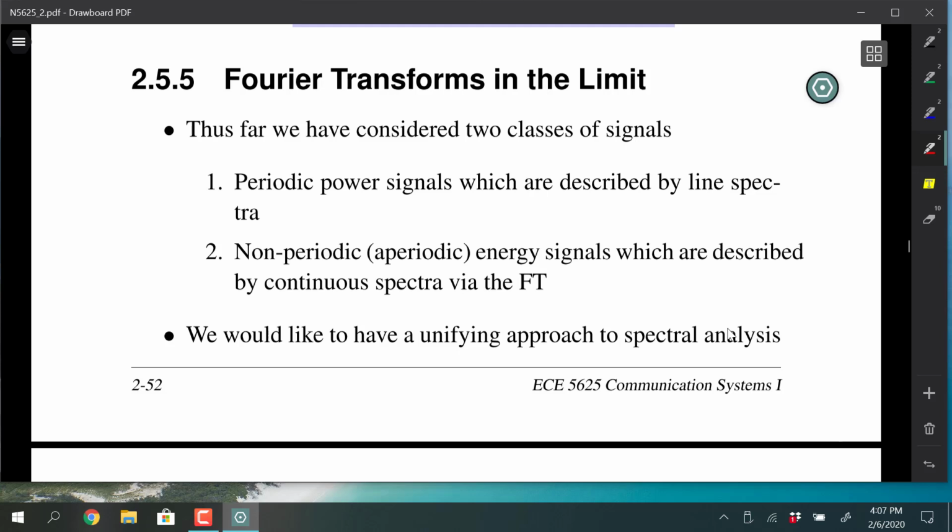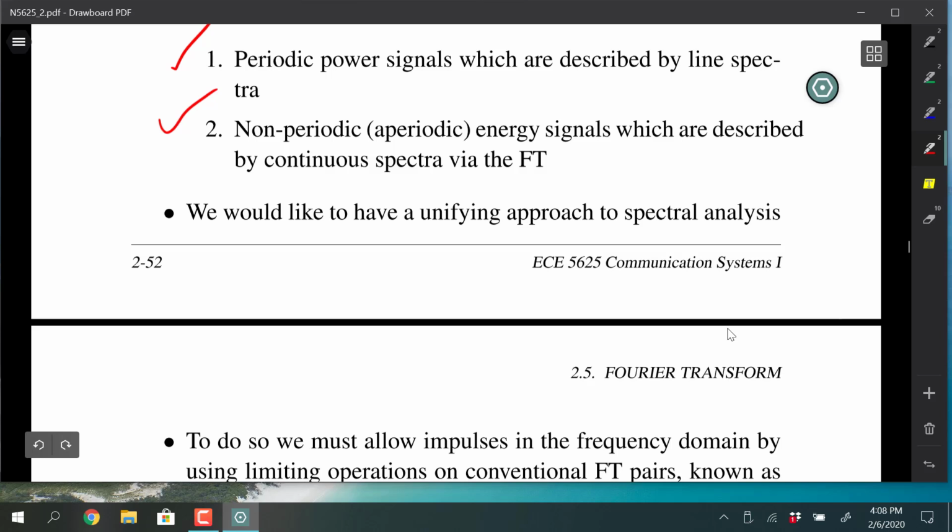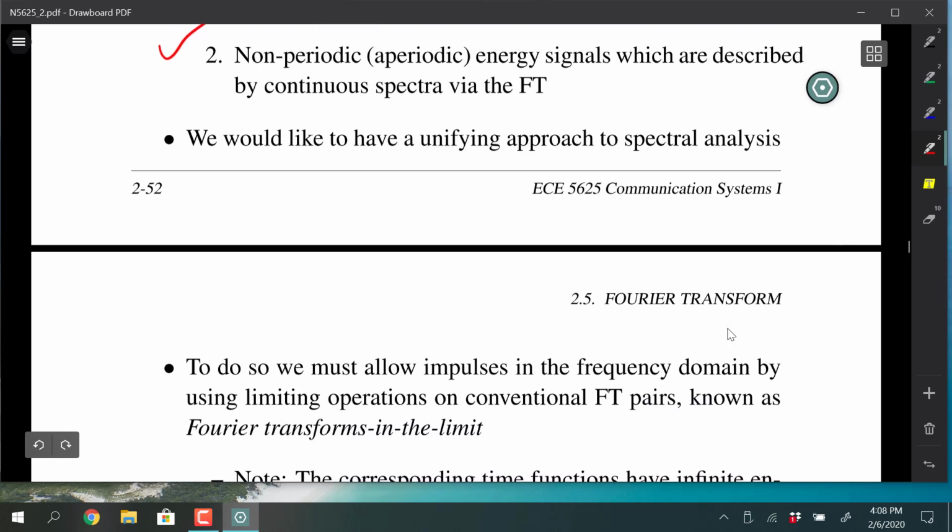Now we're going to jump into this topic, Fourier transform in the limit, and this is going to get us to bring Fourier series in. So we already know that periodic power signals have line spectra, and when you have a periodic power signal, your brain is programmed to say Fourier series. It's going to be a line spectrum, like what I see in the spectrum analyzer. Fourier transform has to just stay away from all this stuff, but not so. That's what we're going to look at. And we know if you have a non-periodic, aperiodic energy signal, then it has a nice continuous spectrum. So we're after a unifying approach to spectral analysis.